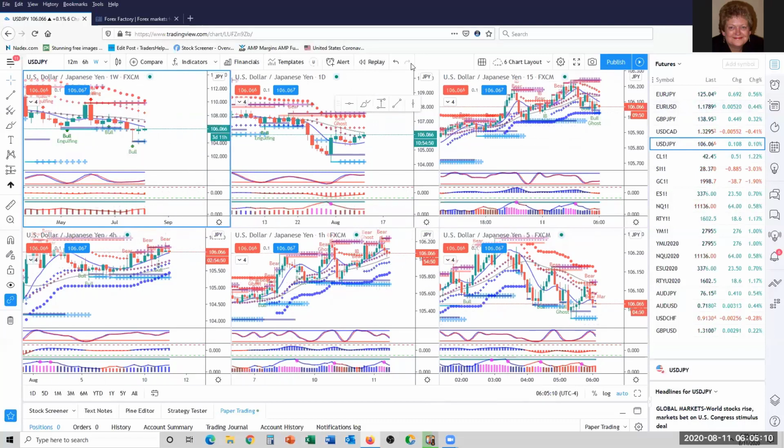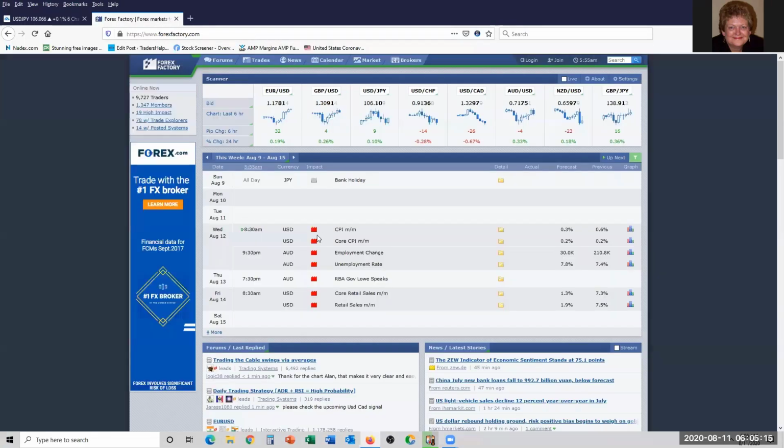All right. Now, before we go and look at the futures, I wanted to go over the market reports. Monday and Tuesday, we don't have anything. Then on Wednesday, we do have the CPI month over month, the core CPI month over month. Then we have the employment change and the unemployment rate on the Aussie. On Thursday, the RBA governor is speaking on the Aussie. And then on Friday, we have core retail sales as well as retail sales.